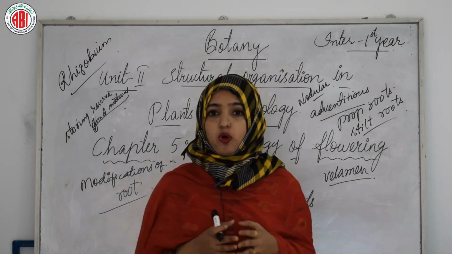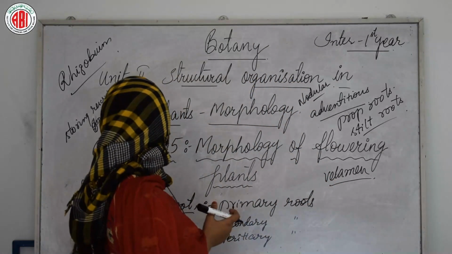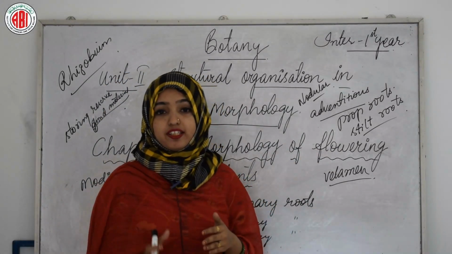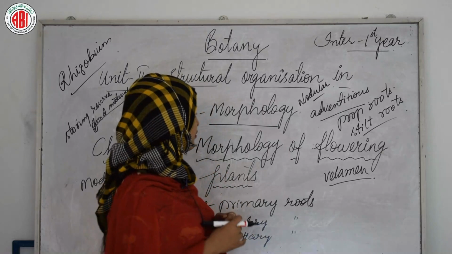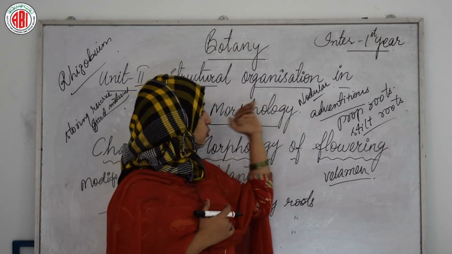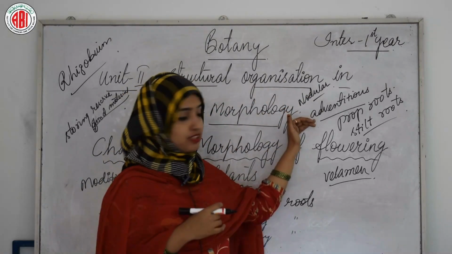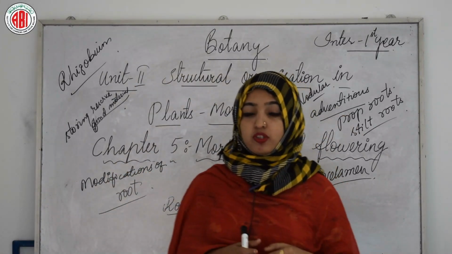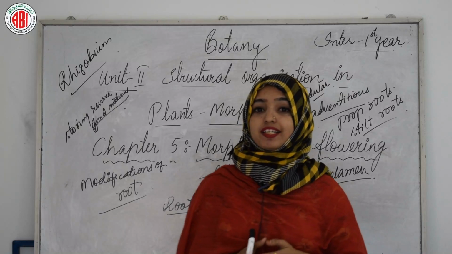So that was all about the modifications of root, where we can see that roots are modified depending on the various functions, right? A few examples of the different modifications of the roots are nodular roots, adventitious roots, prop roots, stilt roots, and so on. So that was all about the root. Now let us move forward towards our next topic, that is stem.